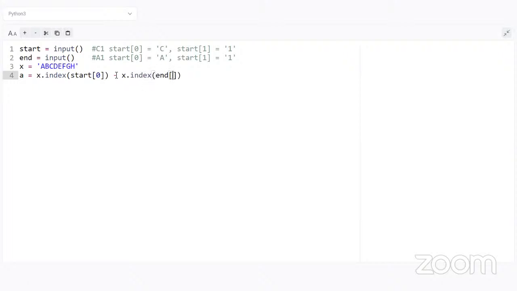Now we have this end of 0. In our particular example, end of 0 is A. So what will be this x dot index of A? It will be 0, right? Is this clear? Yeah. Ideally, the difference between these two is 2, 2 minus 0, which is equal to 2. So why take the difference? No need to take the difference. Just take x dot index of start of 0. I could do it, but then after that we'll do the difference. That is why I'm doing it directly here.